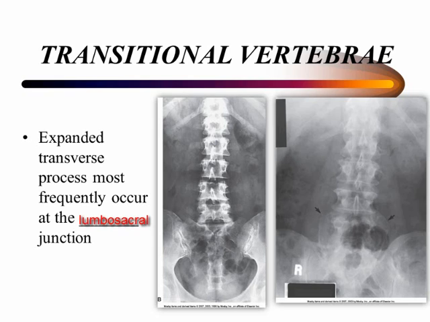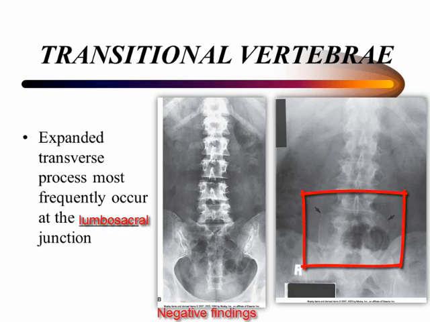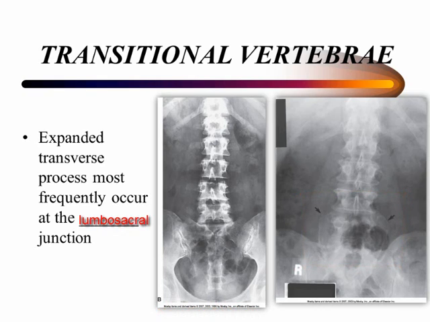In comparing an AP projection of the lumbar spine with negative findings with that of a person with a transitional vertebra, we can see the expanded transverse processes at the lumbosacral junction. When the condition is unilateral, this process often leads to degenerative change involving the opposite hip and the intervertebral disc space above it. At the thoracolumbar junction, the first lumbar vertebra may have rudimentary ribs articulating with the transverse processes.